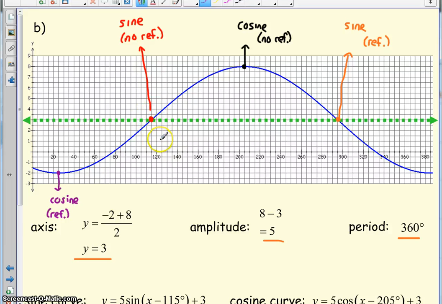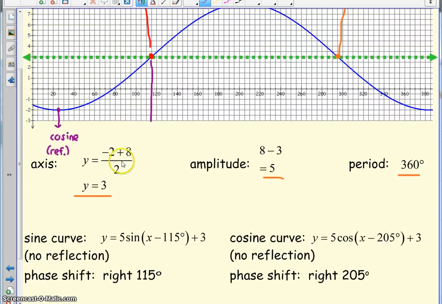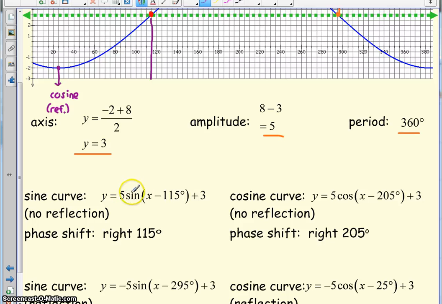So let's say you choose that one, this x value looks like it's 115 degrees. Yeah, 115 degrees. So it means it's a shift right 115. So you have y equals 5 sine x minus 115 degrees plus 3.